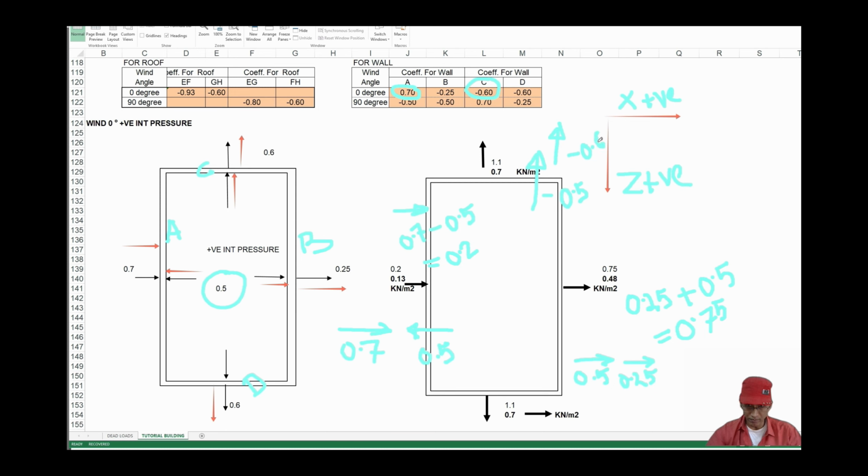0.6 is also in the negative z direction. So this together works out to be minus 1.1. We have not written the sign here in this Excel sheet because the arrow itself is indicating the net direction of the wind pressure.